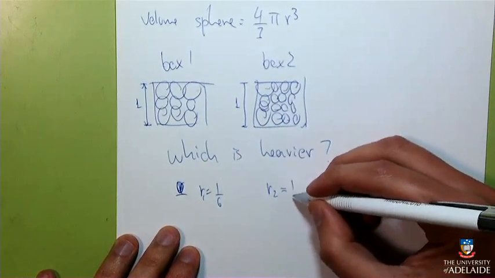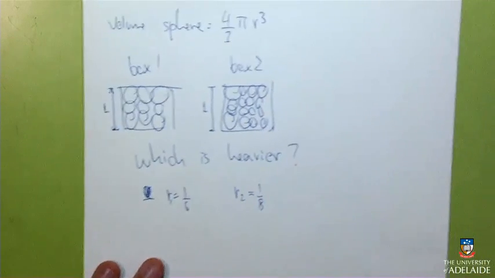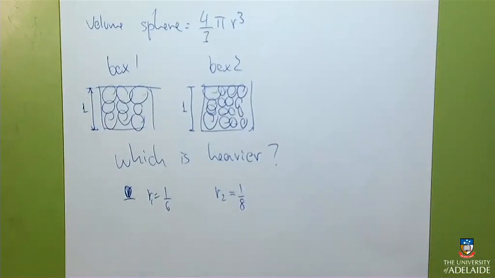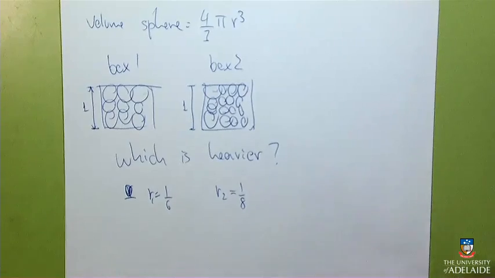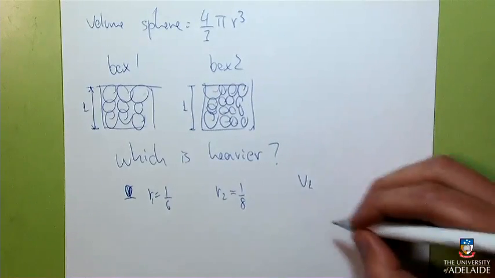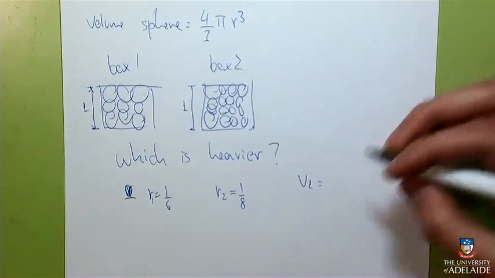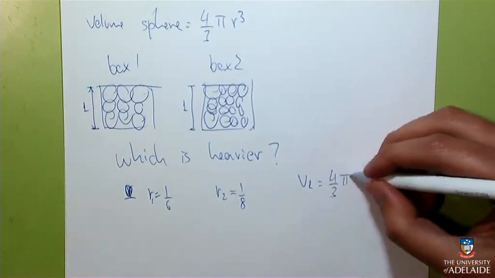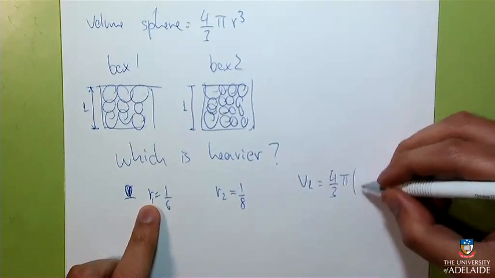1 divided by 8, right? Now, how do I compute which one is heavier? So you should take weight as density times volume, and assume they have the same density. Cool. So then I just need to compute the volume, right? All right, so let's take the volume of box 1. That's going to be 4/3 pi R1 cubed.